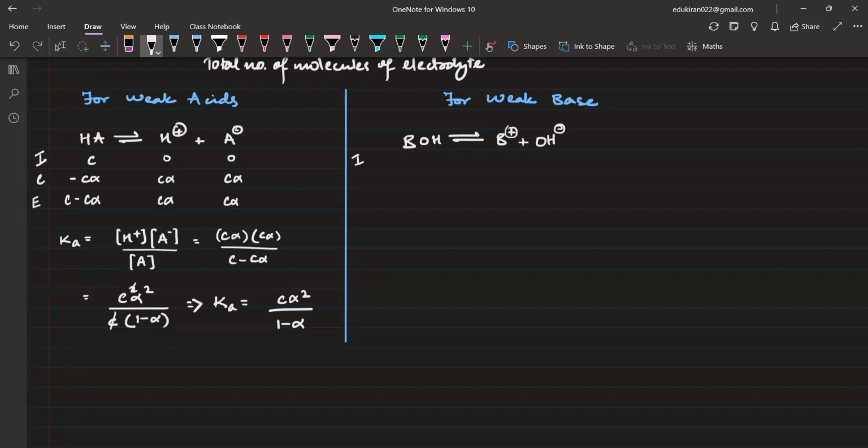Initially we'll be having C concentration. These will be 0 and 0. The change we'll be having will be minus C alpha. This will be plus C alpha and this will be plus C alpha. The equilibrium we'll be having is C minus C alpha. Here also C alpha and here is C alpha. So similar calculations will be done, and for base we will just write Kb is equal to C alpha square upon 1 minus alpha.